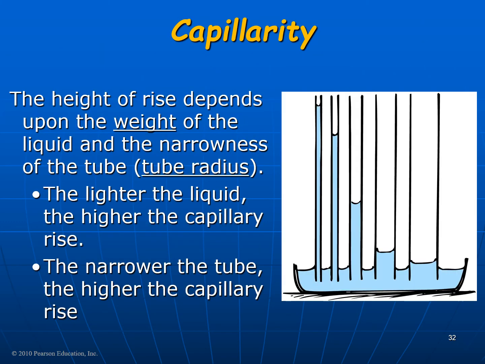What factors will affect the capillarity? There are 2 main factors affecting the capillarity. What is the weight of the liquid, and what is the tube radius? If you have a lighter liquid, when the density is less, this will cause a higher capillarity rise. A lighter liquid will rise higher. If you have a narrow tube, it will cause a higher capillarity. More liquid will rise. If the radius increases, then the level of the liquid inside the tube will decrease.